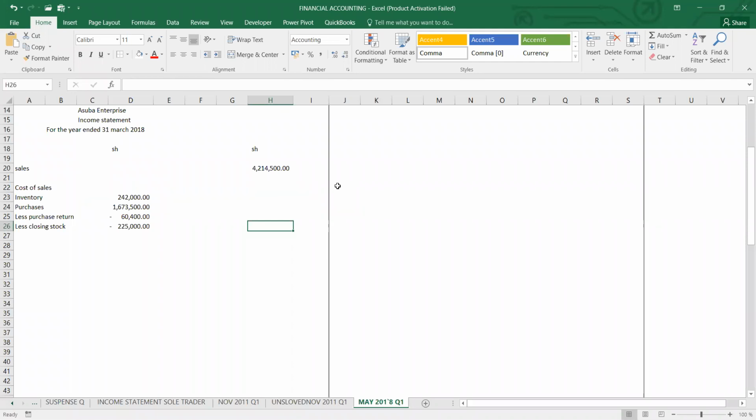Okay, that will be easy. So instead of copying, you just rub it and indicate. What total did you get? The total cost of sales: 1,630,100. That is the total cost of sale. Then it will be in a bracket.